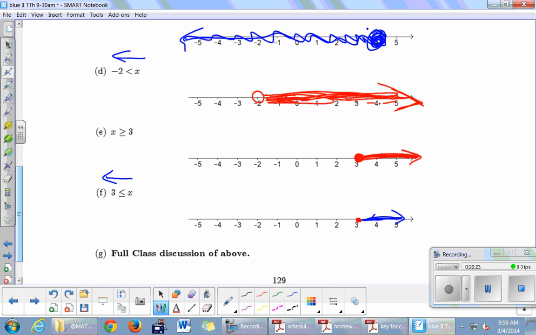Somebody just had a question. Is E backwards? F? Yeah. So F says that 3 is less than or equal to X. But for me, my perspective always has to be thinking about X first. So if I read this thing from right to left, then it says X is greater than or equal to 3, if you read it the other direction. So we start at the number 3, and we shade in all the X's that are bigger than 3, which is all those numbers to the right of 3. Holly?